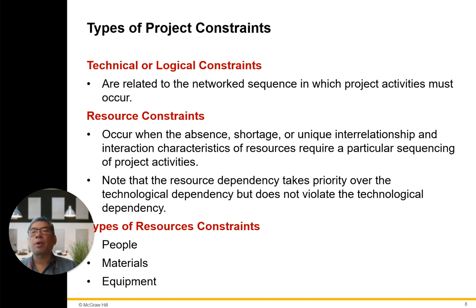Types of project constraints: technical or logical constraints are related to the network sequence in which project activities must occur. Resource constraints occur when the absence, shortage, or unique characteristics of resources require particular sequencing of project activities. Note that the resource dependency takes priority over the technological dependency but does not violate the technical dependency. The types of resource constraints are people, materials, and equipment.